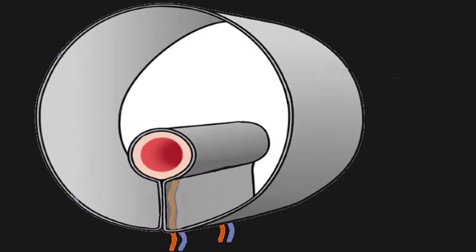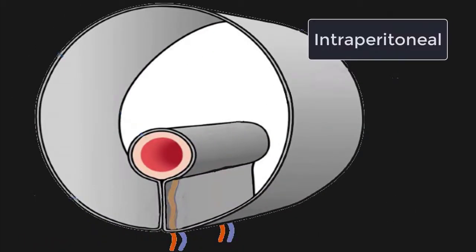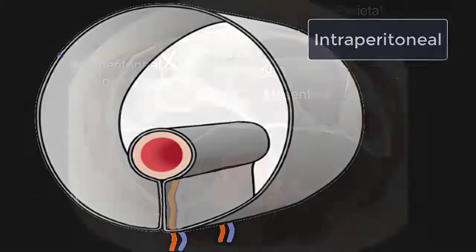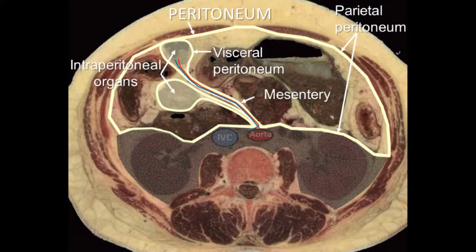And lastly, we have intraperitoneal organs. These are organs that were derived from the gut tube and retain their mesentery throughout development. This includes all of the remaining abdominal organs, such as the liver, stomach, the most proximal and distal portions of the duodenum, all of the jejunum and ileum, the transverse and sigmoid colon, the tail of the pancreas, and the spleen. Wow, that was a mouthful.